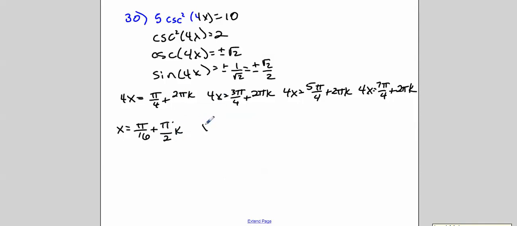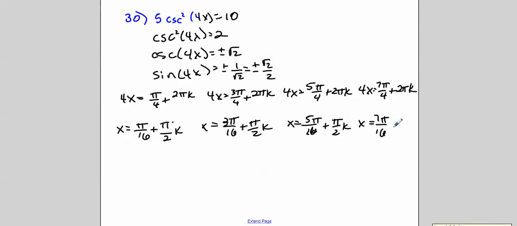This one, 3 pi over 16, and again this is going to be plus pi over 2 k, and 5 pi over 16 plus pi over 2 k, and 7 pi over 16 plus pi over 2 k.